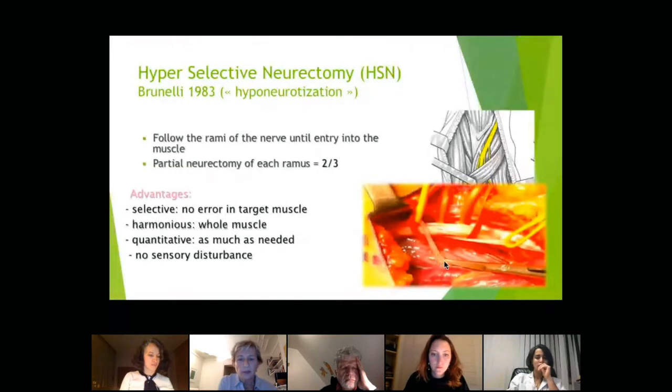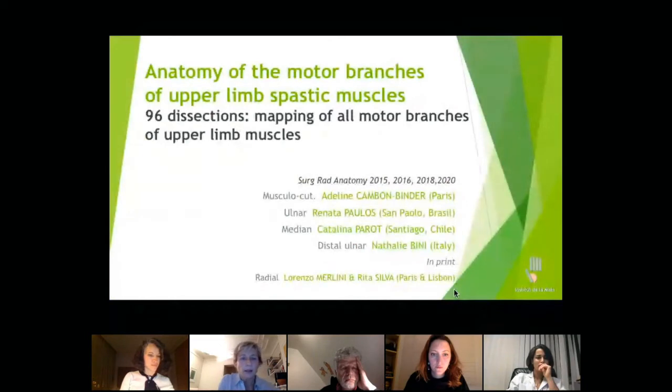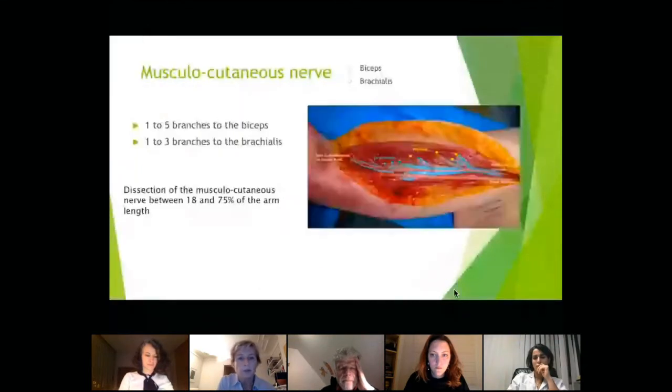You can see here the entrance of the nerve to the FCR into the muscle. This requires knowing very precisely the anatomy of motor nerves. And before embarking on that surgery, we've done extensive anatomical dissections for all or most of the nerves of the upper limb. And you can see here for the musculocutaneous nerve, we have found 1 to 5 branches for the biceps, 1 to 3 branches to the brachialis, and the hyperselective neurectomy requires a long incision between 8.